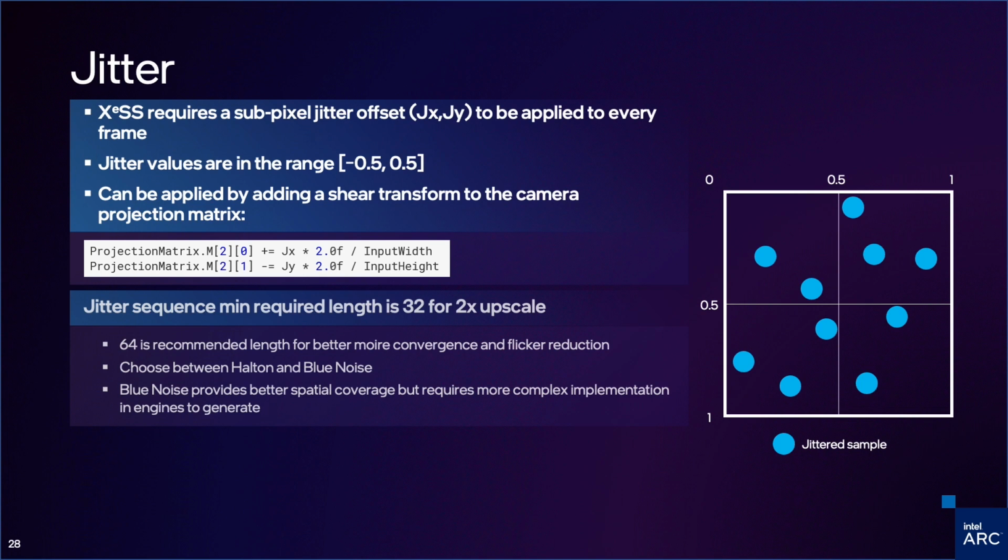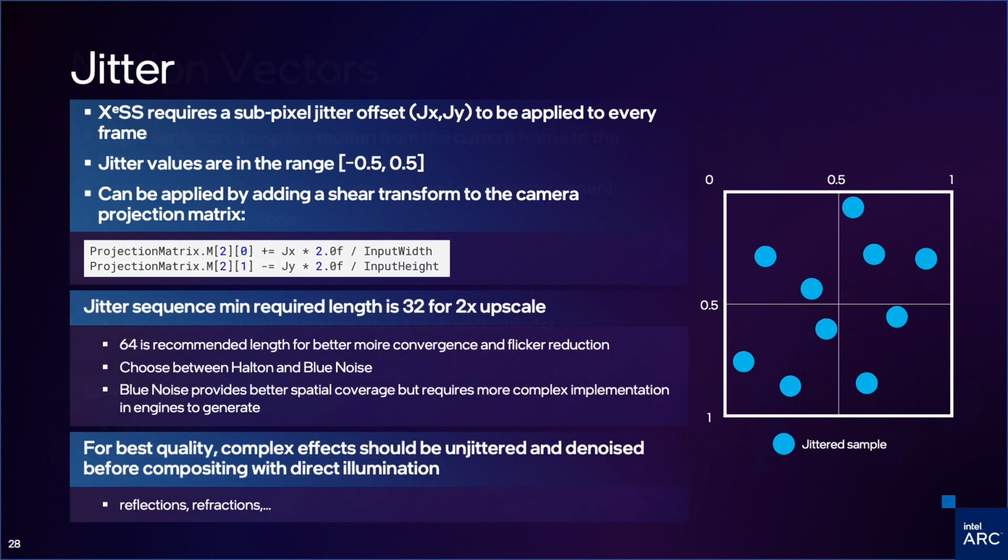The rule of thumb is this: the more challenging the game content is, the longer jitter sequence is required to properly reconstruct the image. For best visual quality and stability, reflections as well as other complex effects should be unjittered and denoised before compositing with direct illumination.